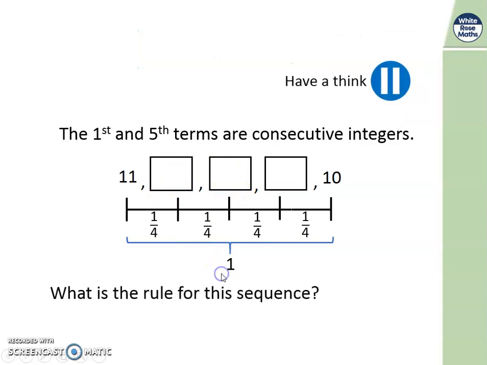Let's have a look. Well done. The rule for this sequence, we're taking away, aren't we? We're getting smaller. So we're subtracting 1 quarter. Can you see one we could adapt? Yes, 2 quarters, remember, is equivalent to 1/2.